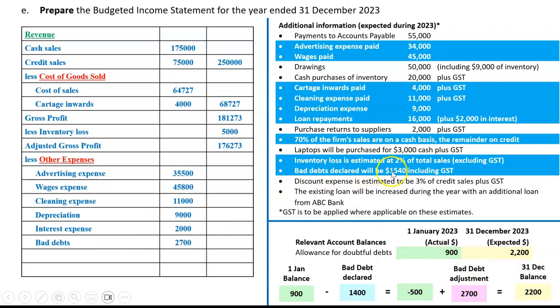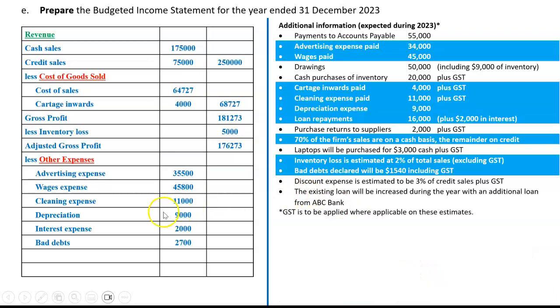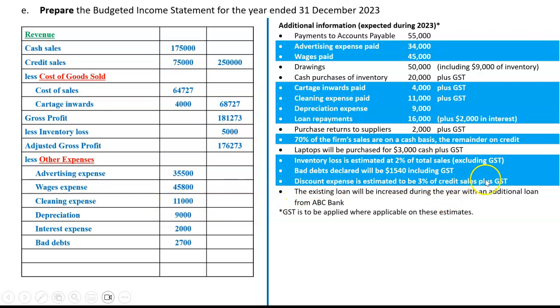It's very easy to look at this and go, well, isn't it just $1,400? It's not. That's the bad debt declared, which just comes out of the tank. It's the actual adjustment that we need to top the tank back up that is our expense. So that is by far, in my opinion, the hardest mark in this question and in the whole course, allowance for doubtful debts.